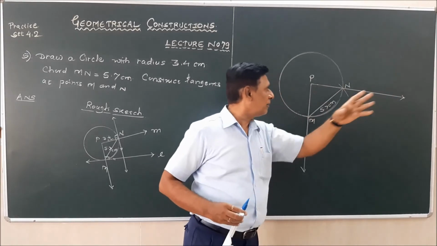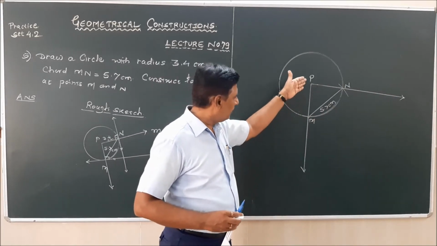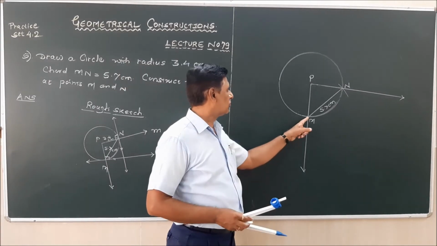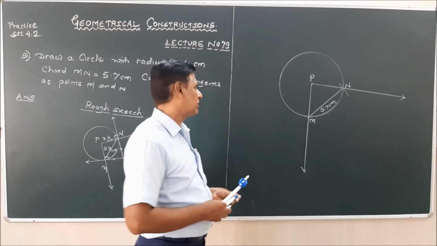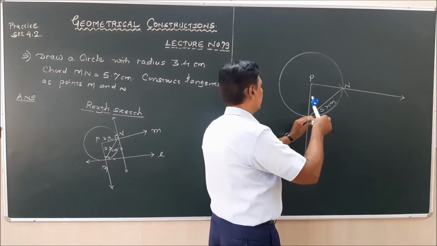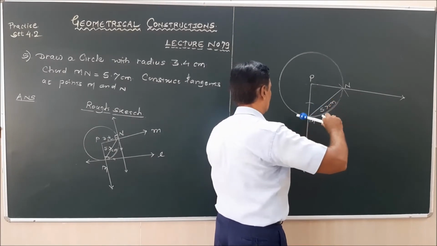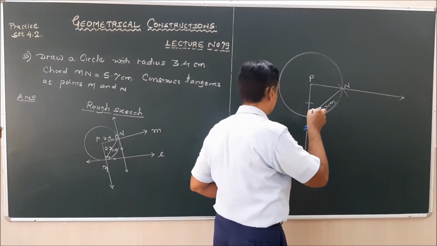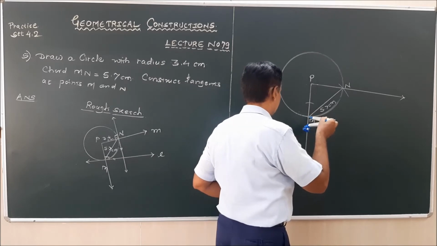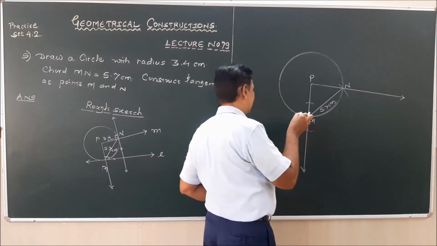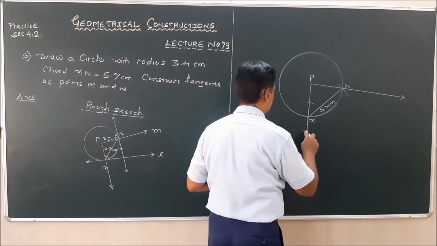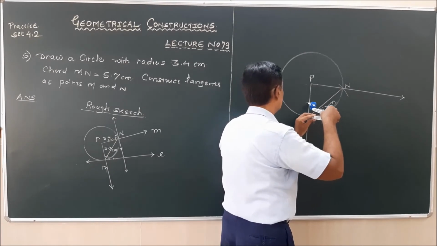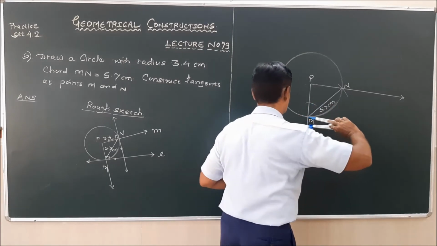From P, draw a ray passing through P and N. Okay. Now I am going to draw the tangent at point N. Place the metal point on N and draw two arcs on both sides. We have to draw a tangent through N, so that's why I'll place the metal point on N. I'll get a segment.